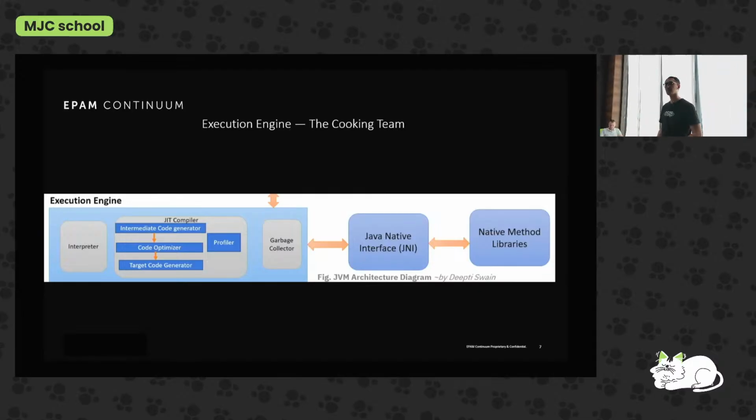And then the Java Native Interface, to access the native memory area outside of the JVM. This is outside of the scope of the JVM. We can refer to it as external services to our kitchen. And then the garbage collectors.